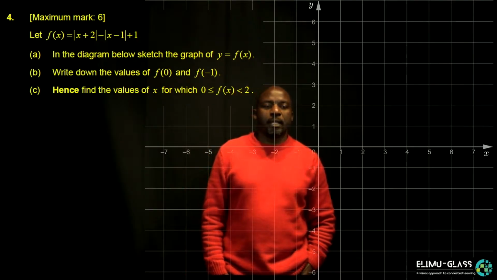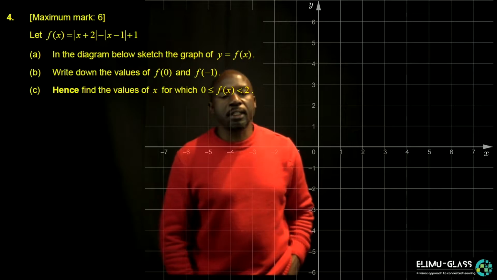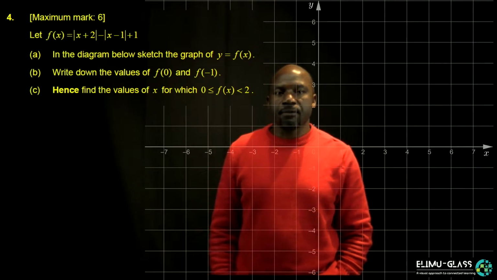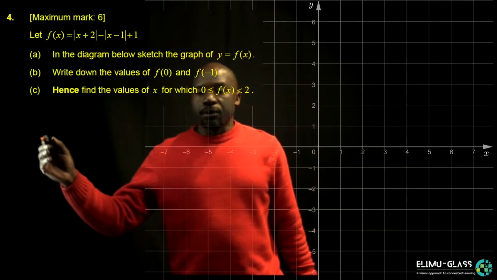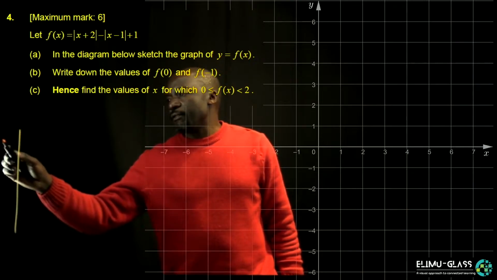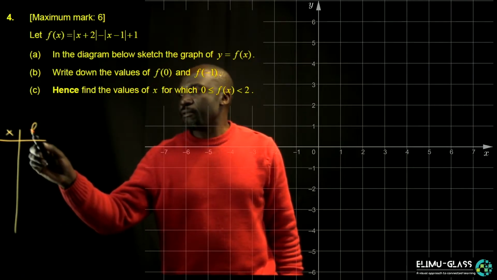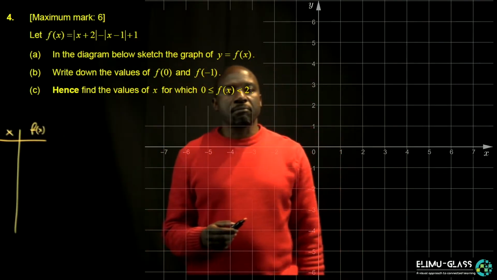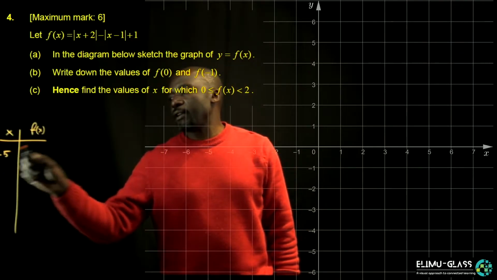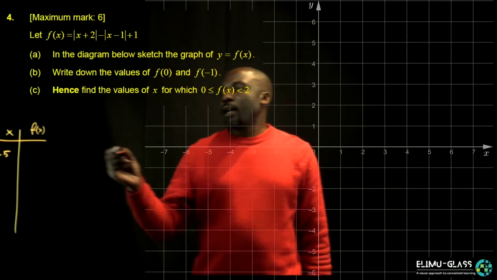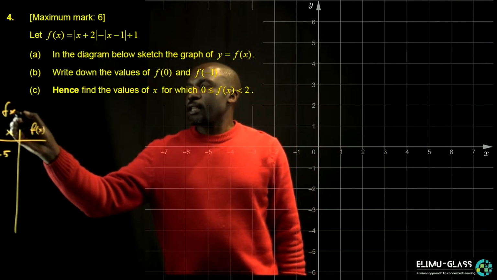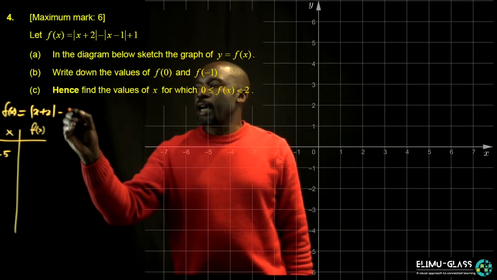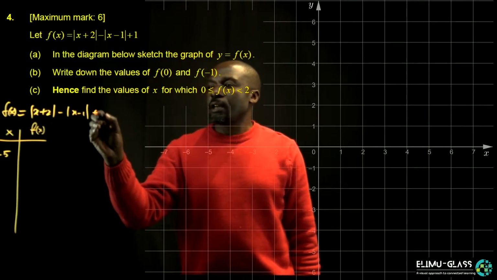This is pretty straightforward. Since we are not using a calculator, all you need to do is plot a few values of this function. So pick a few values of x and find f of x. We can start with, let's say, -5. So what happens when x is -5? We have f of x equals |x plus 2| minus |x minus 1| plus 1.